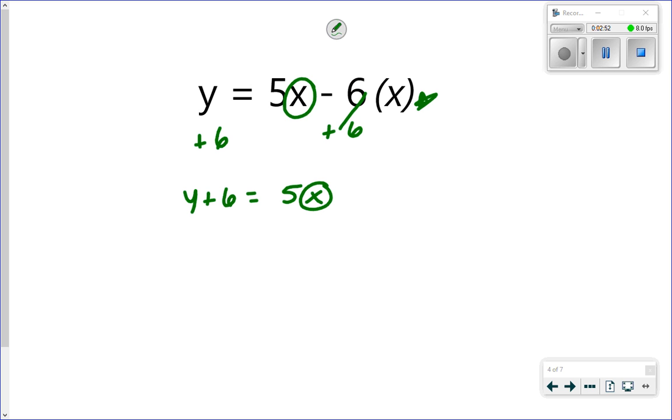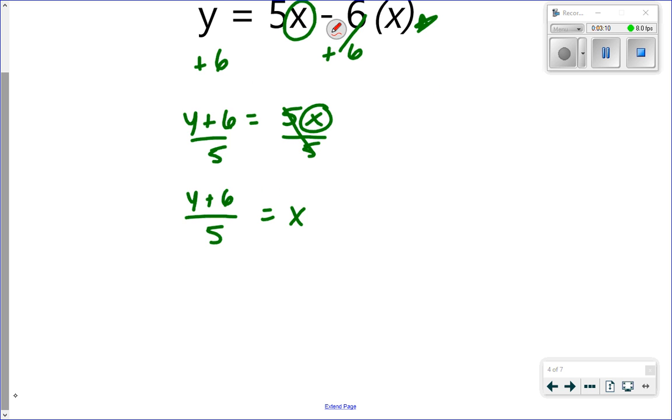And then I need to get the 5 to move over to the other side. Right now it's being multiplied, so I need to divide. So on the right-hand side, I've just got x, which is what I wanted. On the left, I've got y plus 6 over 5. Now we need to think about, can this be reduced? Well, think about the two fractions. We've got y over 5, and we've got 6 over 5. Does y over 5 reduce? No. Does 6 over 5 reduce? No. So I'm just going to leave that as my final answer.